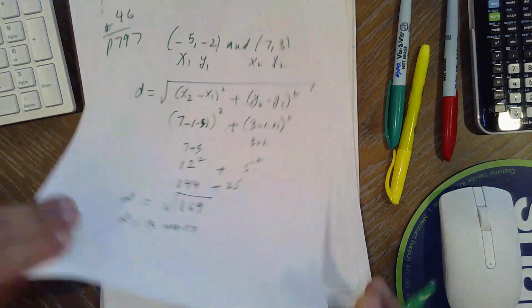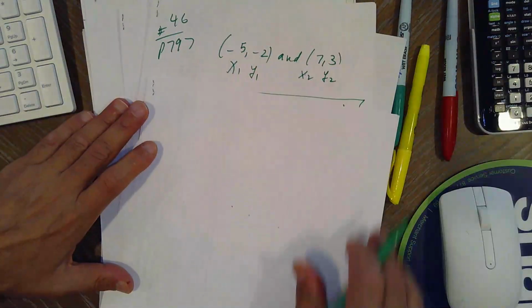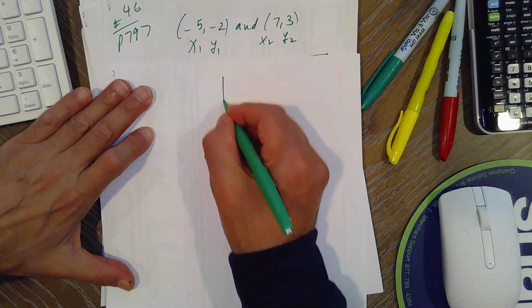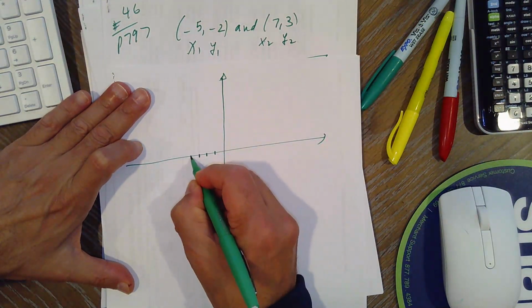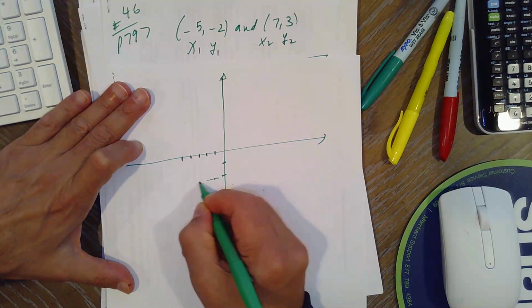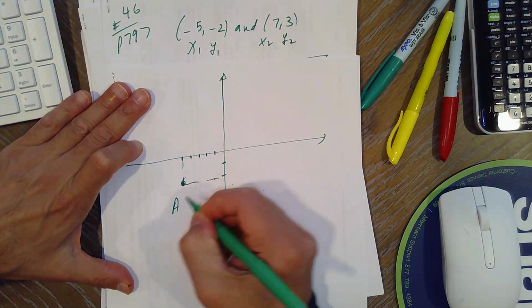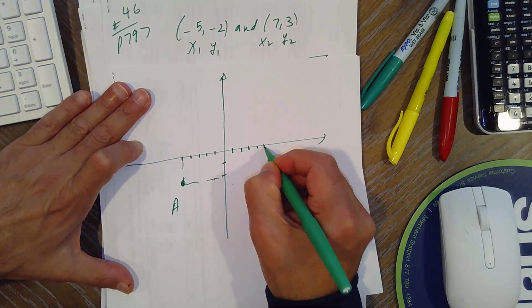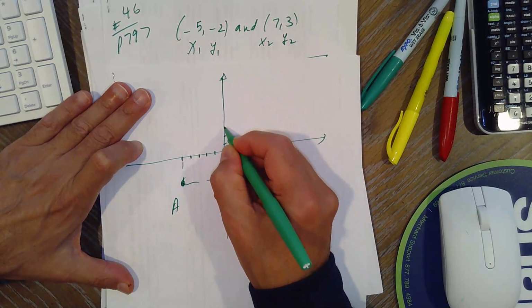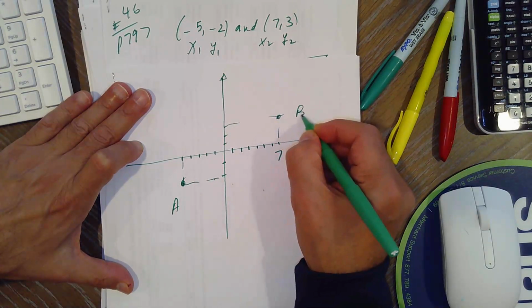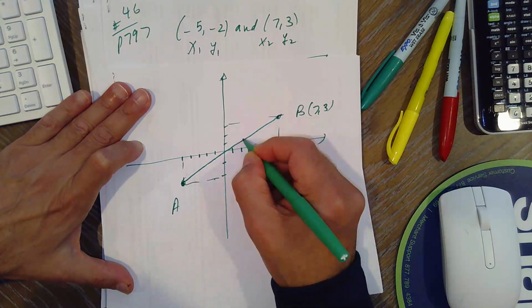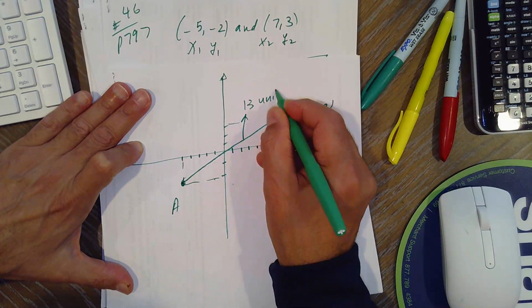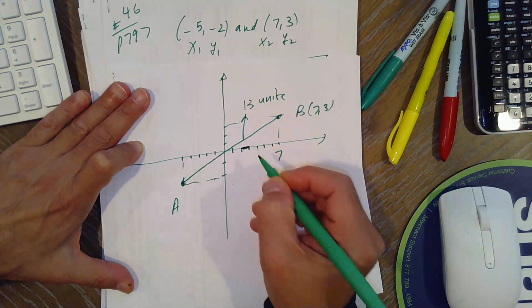So basically, if you're just wondering what we just found, you don't have to draw the graph, but I'm just doing the graph to explain what just happened. -5, -2, this is point A, and then 7, 3, this is point B. We just found the diagonal distance between these 2 points to be 13 units. And the unit here is how much hash mark you have on that. That's it.